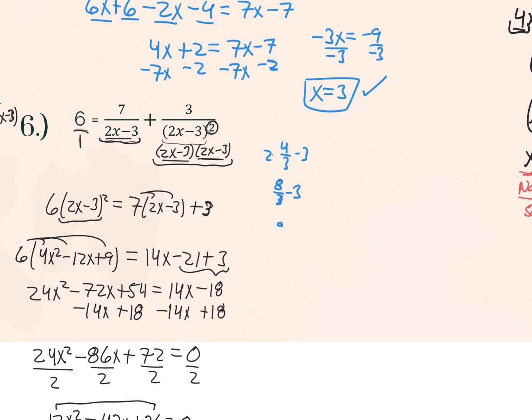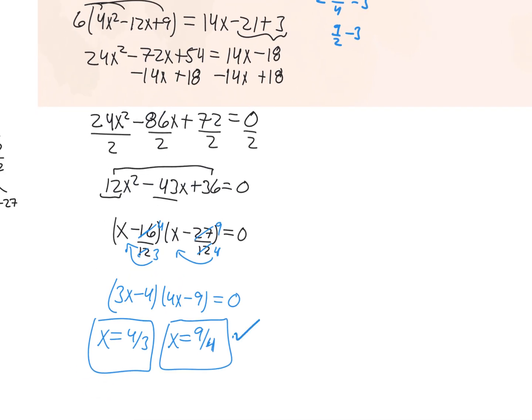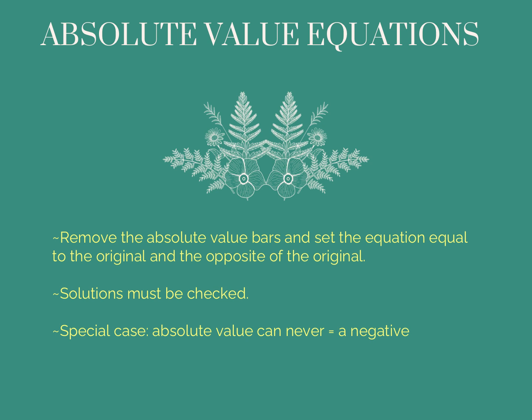And same thing with 9/4. If I did 9 over 4, 2 times that minus 3 is going to get me 9 over 2 minus 3. And once again, that's not 0. So these are both valid solutions. All right, now moving on to absolute value equations.